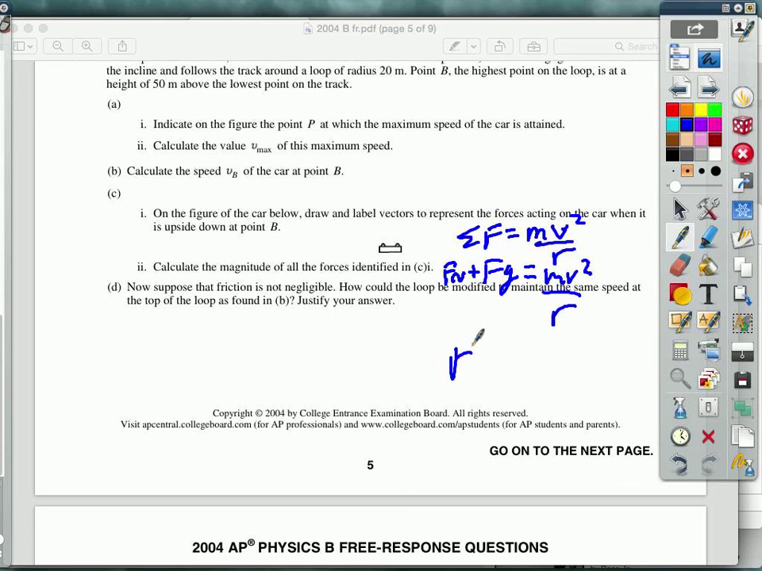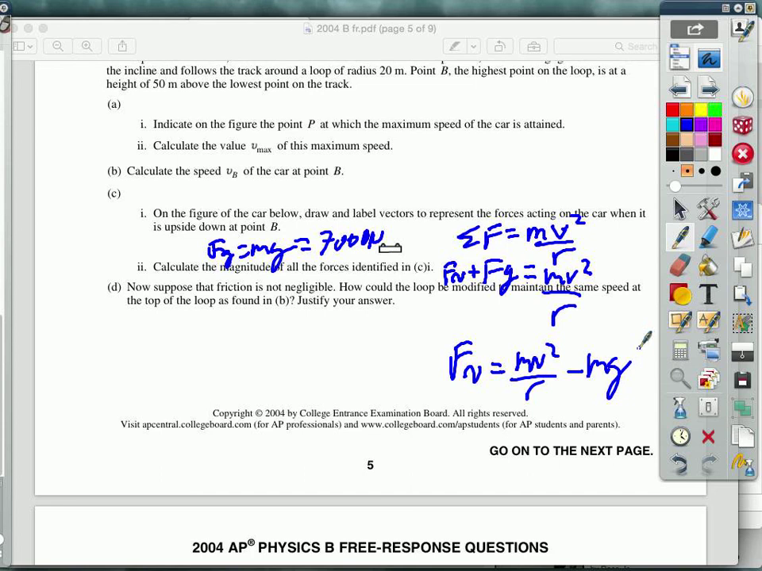So we say Fn, Fg we know, right? Because Fg is just going to be mass times gravity. And then that comes out to be whatever, like 7,000 newtons, because it's 700 kilograms. So then Fn is going to be mv squared over r minus mg, which comes out to the value we're looking for, around 21,000 newtons.